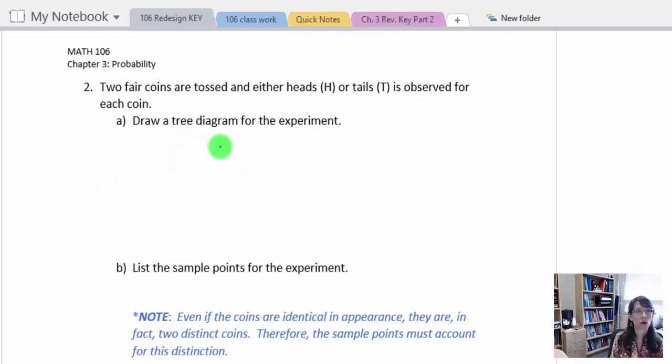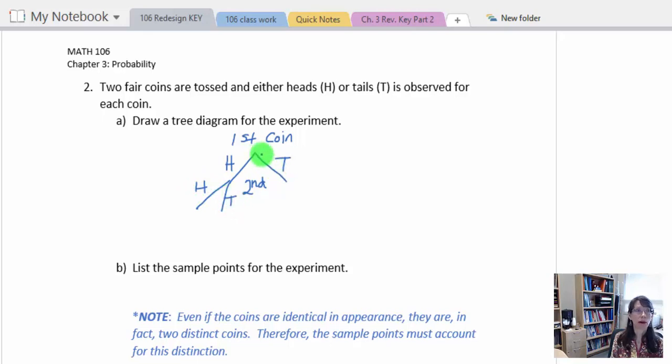So we'll start with the first coin. Since the coin has two sides, one result is heads, the other is tails. I'll use H for heads and T for tails. There are the two possible outcomes for the first coin. Now we'll look at the second coin. Tossing the second coin also could result in either landing on heads or tails.